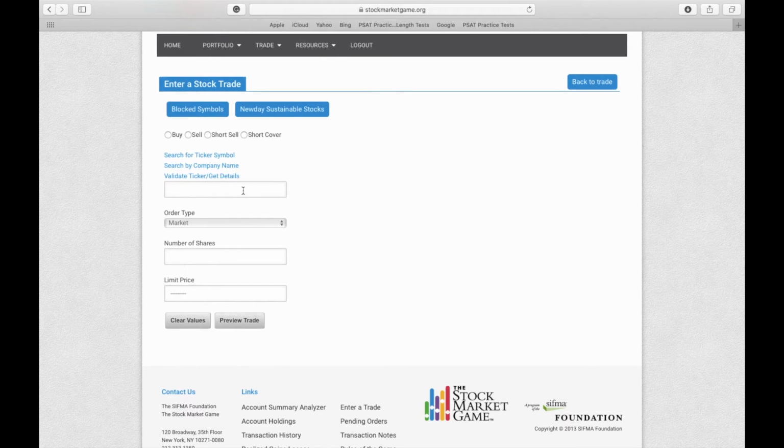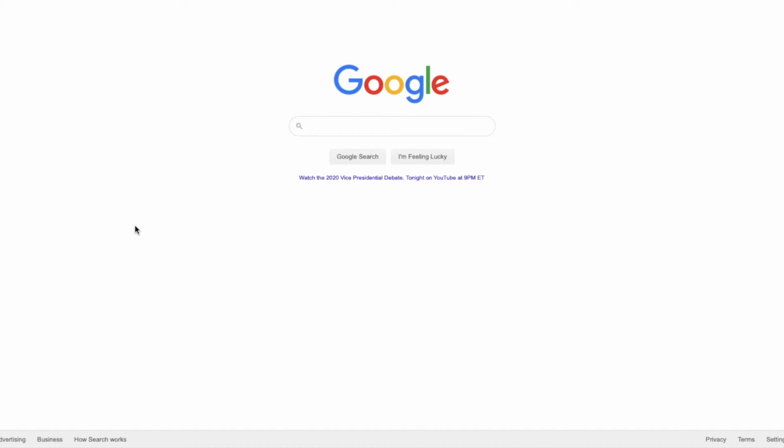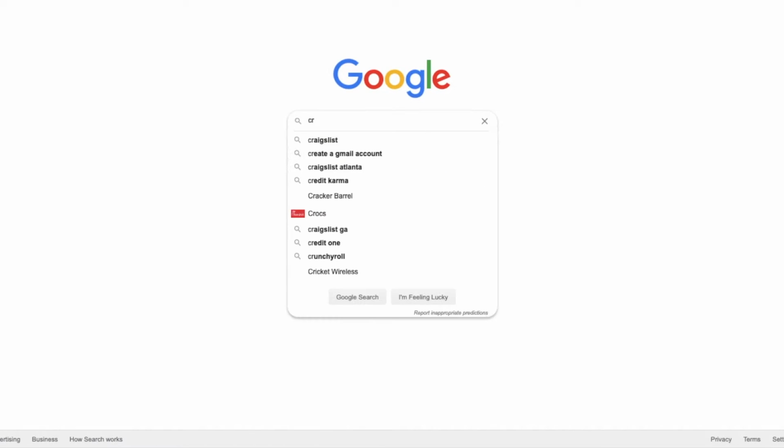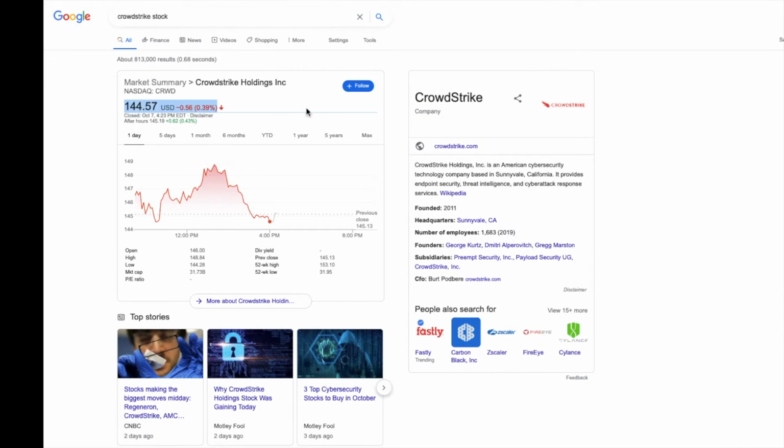So I'm going to go with a different company, let's say CrowdStrike Holdings. I'm just going to type this into Google just to make sure I've got the correct stock price, the stock ticker, etc. So let's just put in CrowdStrike Holdings, and as you can see, the price is around 150. The ticker is CRWD.